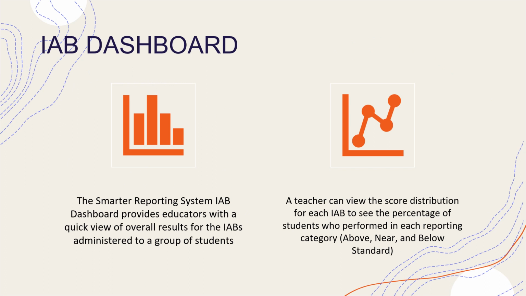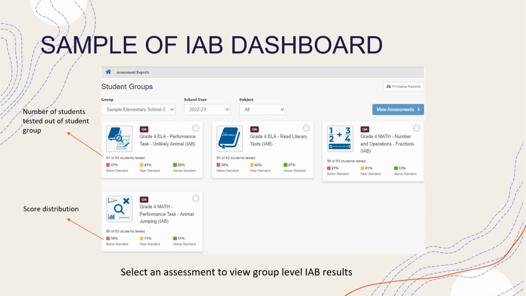The Smarter Reporting System IAB dashboard provides educators with a quick view of overall results for the IABs administered to a group of students. A teacher can view the score distribution for each IAB to see the percentage of students who performed in each reporting category: above, near, and below standard. Here is a sample of the IAB dashboard.